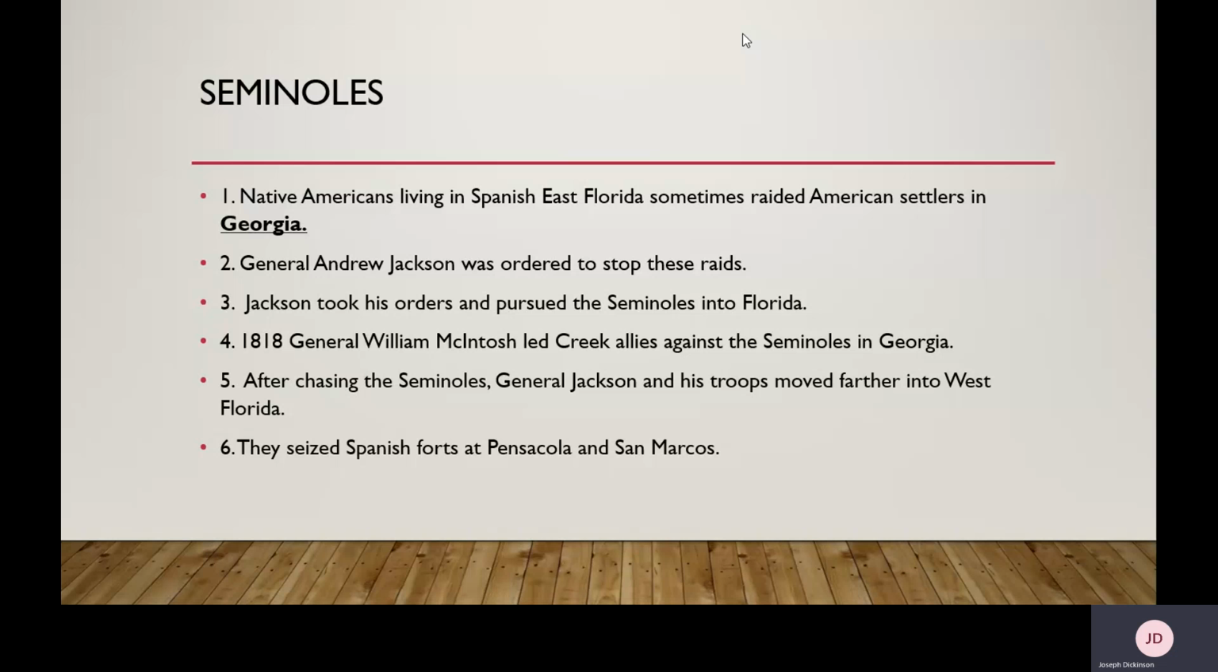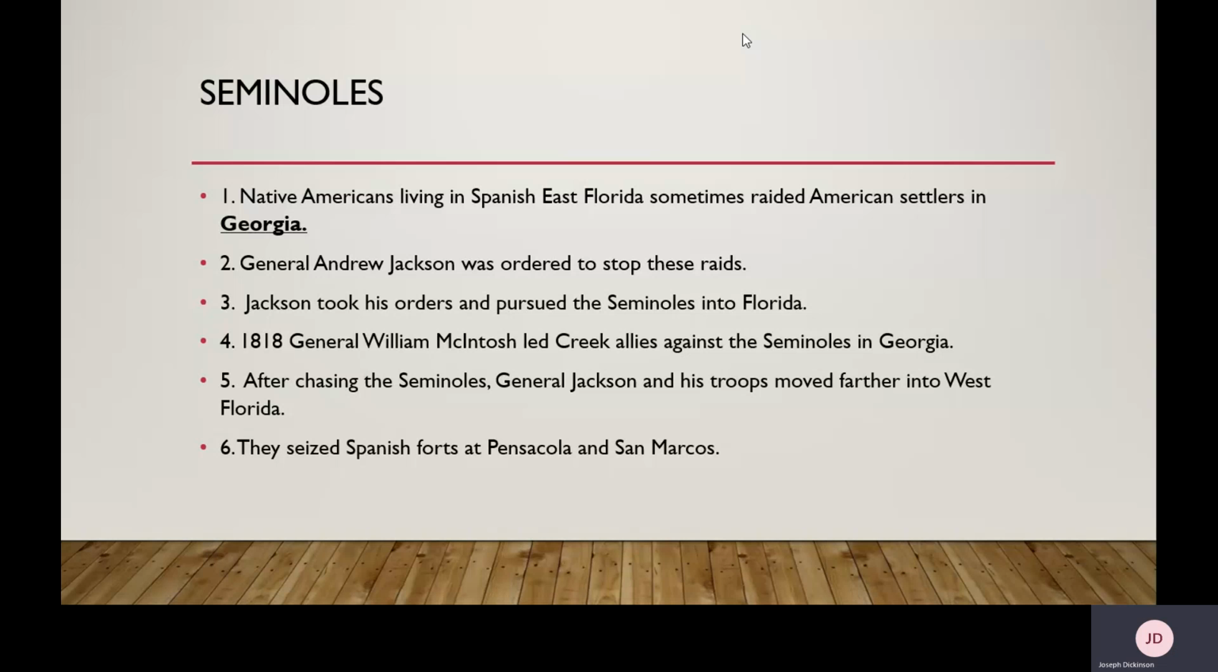So, number 3, Jackson took orders and pursued the Seminoles into Florida. So he's going to go after them. In 1818, General William McIntosh led Creek allies against the Seminoles in Georgia. The Creek are another Native American tribe. He's going to lead them, and they're going to fight the Seminoles in Georgia. So a lot of people are fighting the Seminoles. You've got General Andrew Jackson, and you've got General William McIntosh leading the Native American tribe, the Creek, all against the Seminoles.